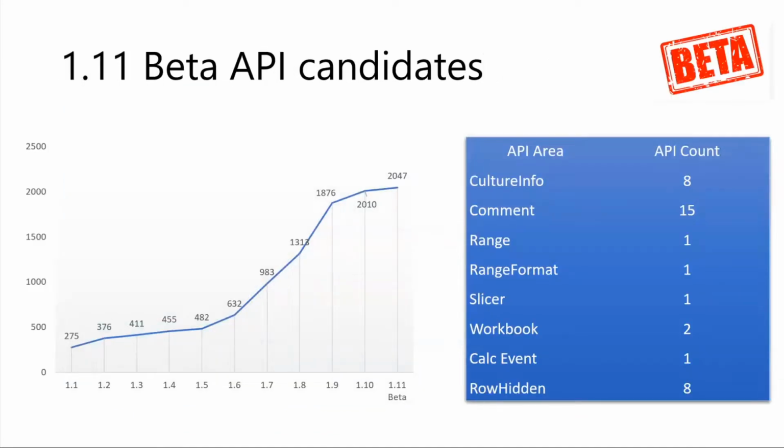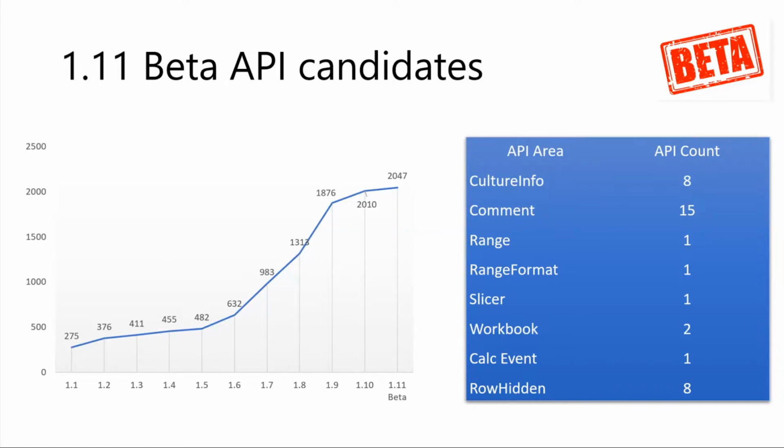Okay, here are the beta API candidates. As we know, in 1.9 we released Ignite, which is 2010 APIs. And we're going to add 37 more APIs in 1.11. And now it is in beta.